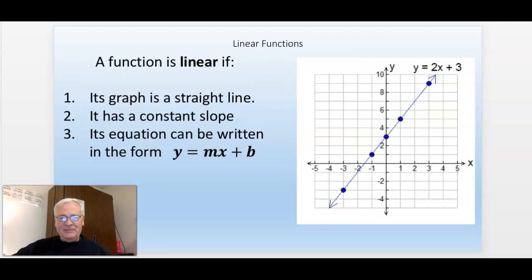Guys, linear basically means three things. The graph is a straight line, like we said. It has a constant slope. It's a very important concept. The slope stays the same throughout. And its equation can be written in this form: y equals mx plus b. It's something I'm sure you've already looked at, but we're going to look at it again here the next couple days.